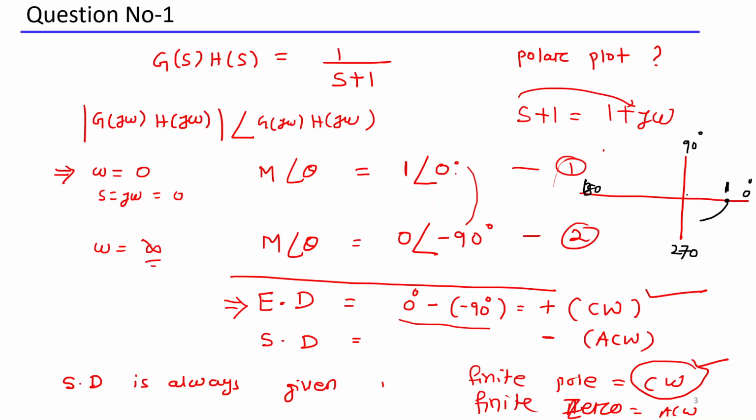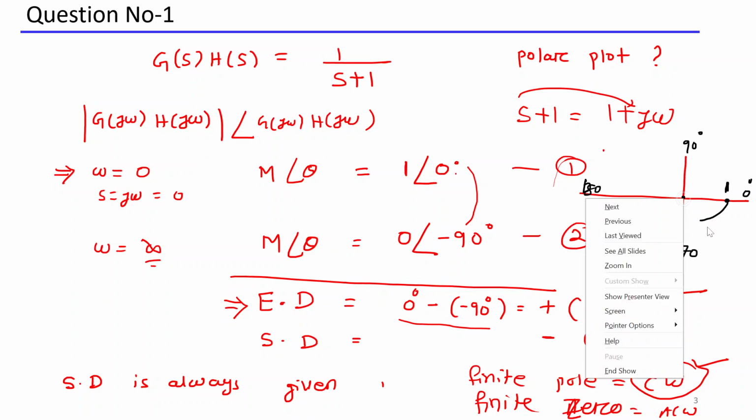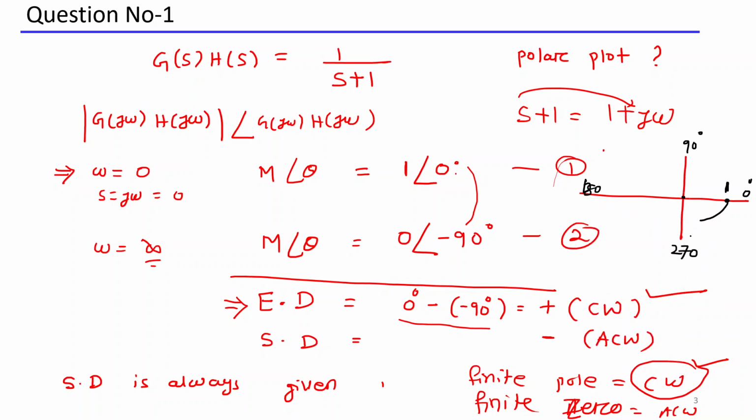Magnitude is zero, which means I have to reach this point by making an angle of minus 90. Minus 90 is the same as 270, right? If you move anti-clockwise, this is minus 90, this is minus 180, this is minus 270, and again 360, right?